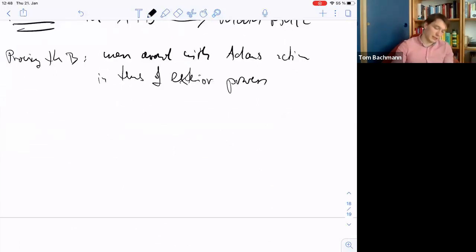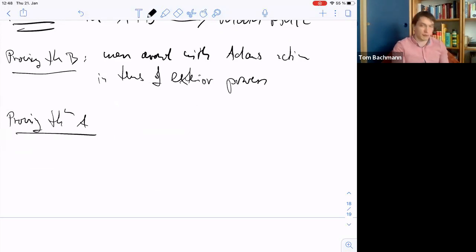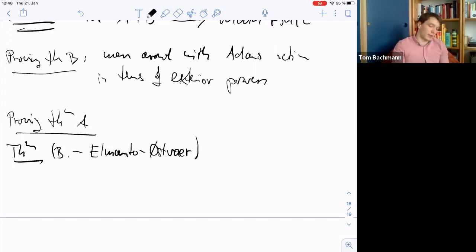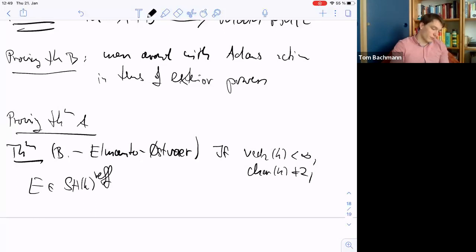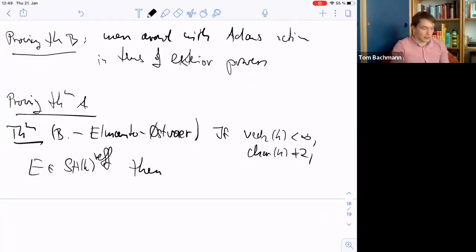And so then, the last thing which I want to say is something about proving theorem A. So I think out of this entire computational section, the main innovation is the following result, which is due to me in collaboration with Elden Elmanto and Paul Arne Østvær. And it's the following thing. If vcd2 of K is less than infinity, the characteristic of K is not 2, and E is a very effective spectrum, then the following happens. If you take the two-adic completion of E, this happens to be eta complete.